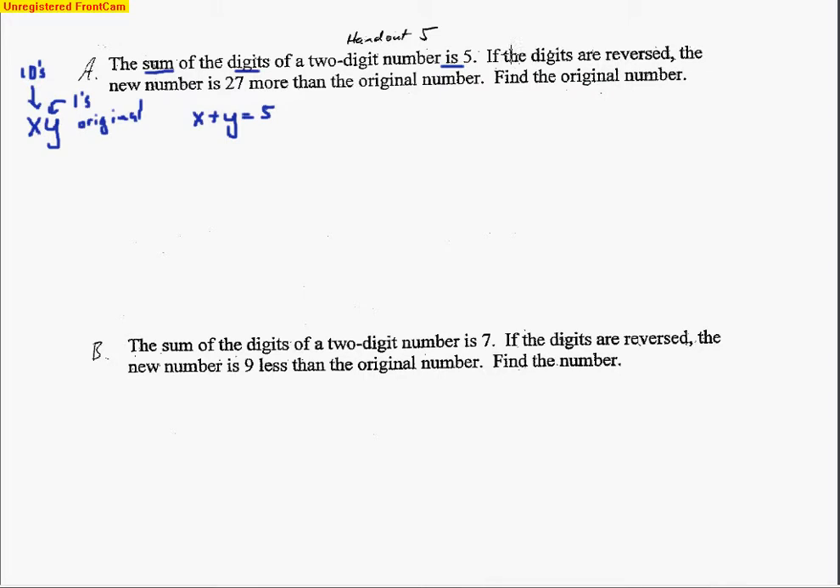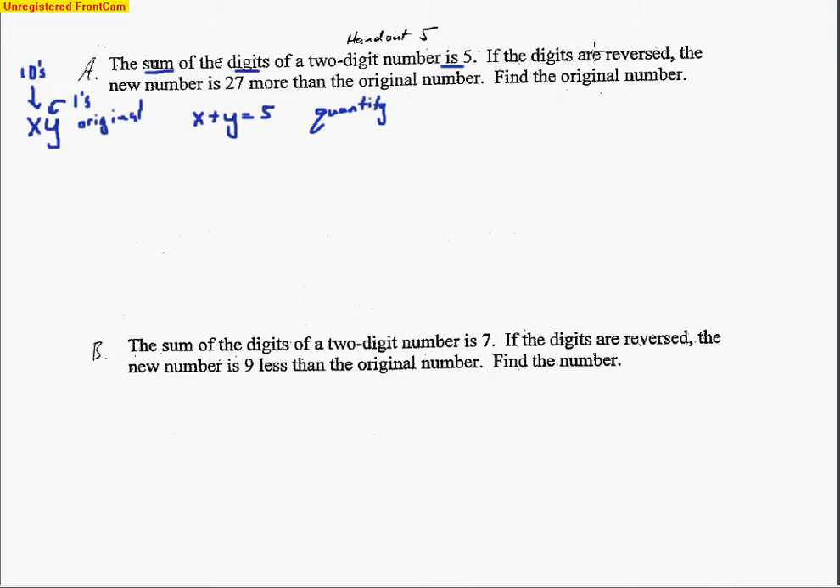Now let's take a look at what this part says. If the digits are reversed, the new number is 27 more than the original. So they're talking about a value equation. This is our quantity equation. What we're going to do next is come up with the value equation. The value equation is the value of the digits.